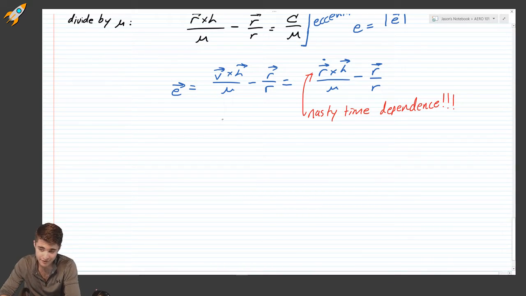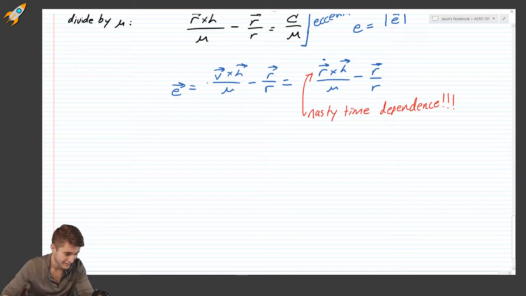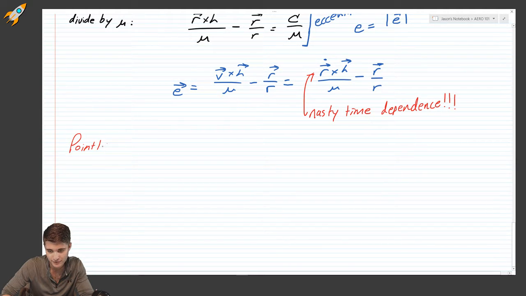Which, speaking of the devil, brings us to pointless move number 3, the last and final pointless move of the night. I don't know how these guys figured it all out. We're going to take the dot product of everything with the position vector.